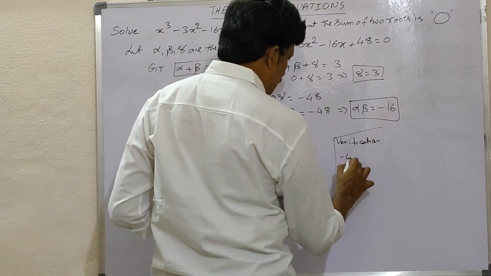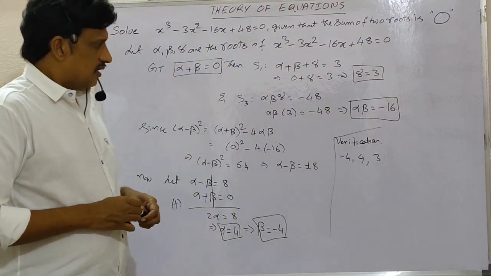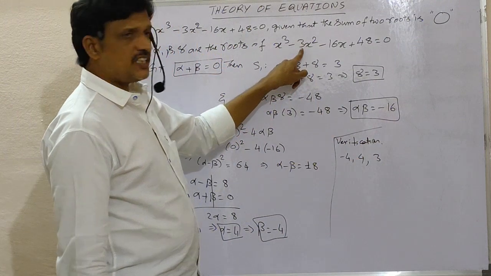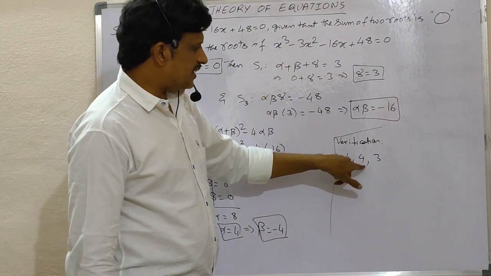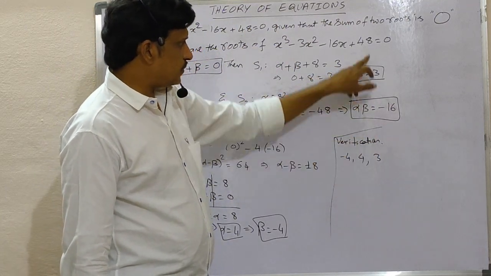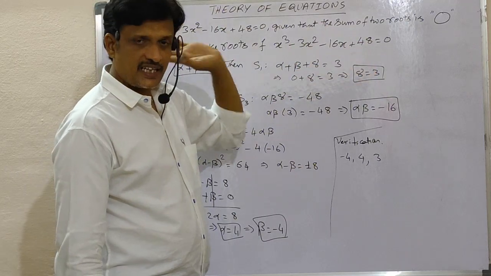Here the roots are minus 4, plus 4, plus 3. These are the three roots. Sum of the roots: minus 4 plus 4 gets cancelled, that is 3. So minus P1, this is okay. Product of the roots: minus 4 into 4 is minus 16, into 3 is minus 48. Minus 48 means it is minus P3, so plus 48, that is okay.